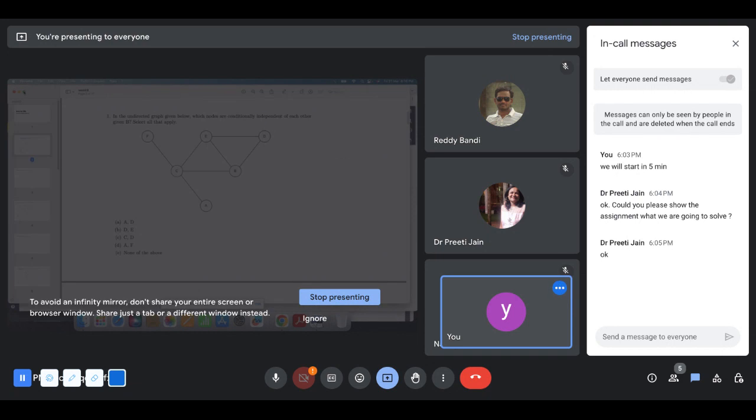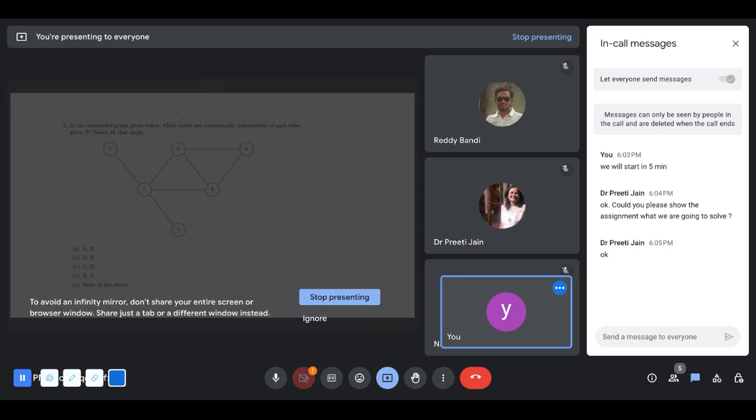So this is the first problem, and this is the graph. Which nodes are conditionally independent of each other given B? You have seen B.